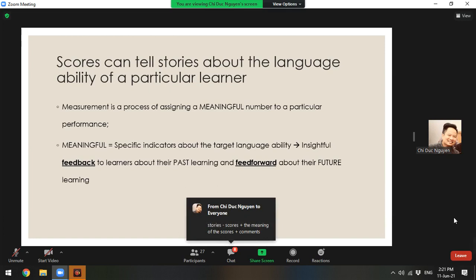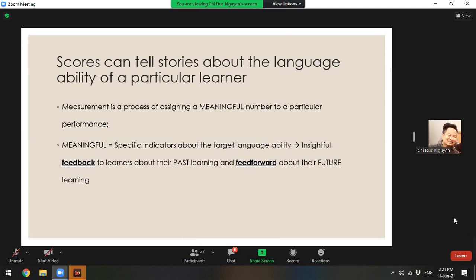So the story that we can learn from the score is going to be something like this one. Yeah. So from the given score, we can learn about the meaning or the description of the score. And with this kind of score, what we can imply about their second language ability. And from that, what kind of comments, what kind of feedback, what kind of feed now, and what kind of feed forward we can give to the student. And that is the thing that we need to have here about a single and individual learner.